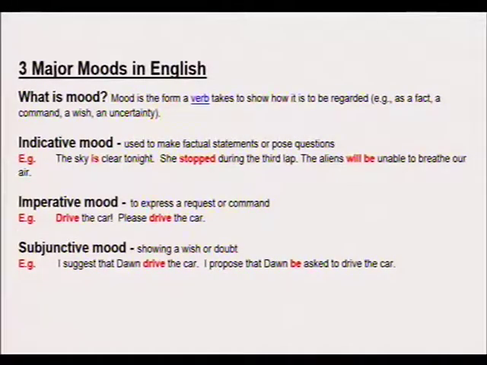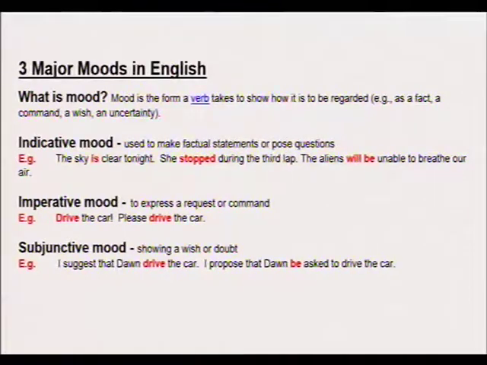Then we have 3 major moods in English. What is mood? Mood is the form a verb takes to show how it is to be regarded. For example, as a fact, as a command, a wish, an uncertainty. How should the verb be explained?